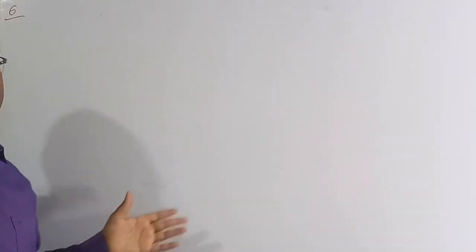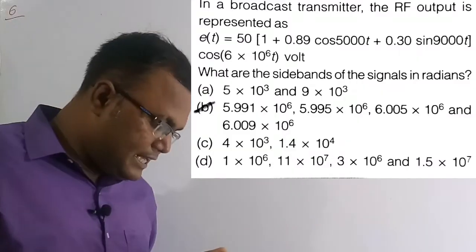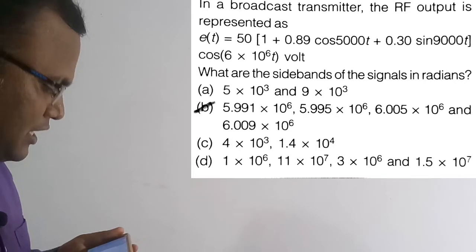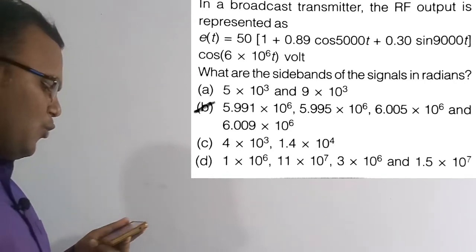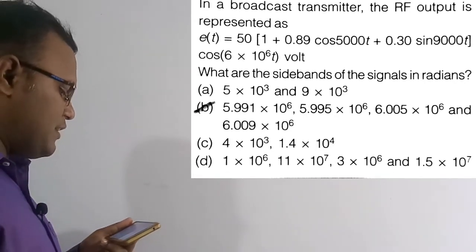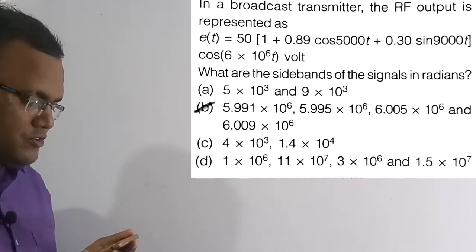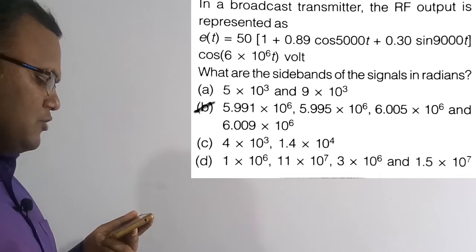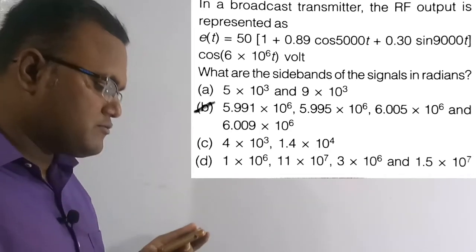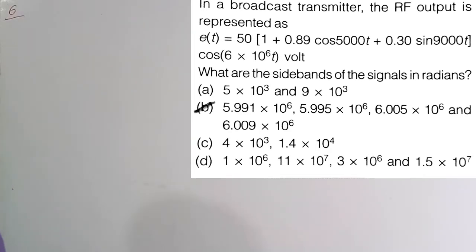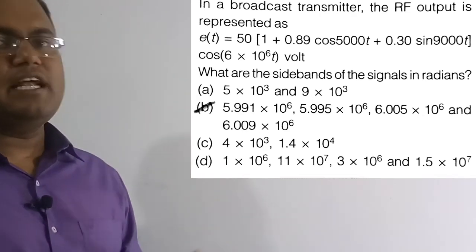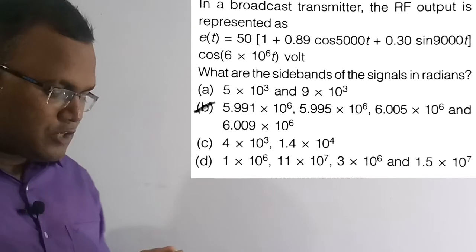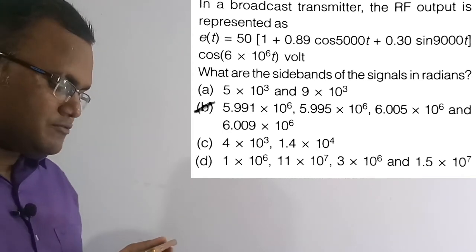So now we are going to solve the sixth question. See the question here. In a broadcast transmitter, the RF output is represented as E(t) = 50(1 + 0.89 cos 5000t + 0.30 sin 9000t) cos(16 to the power of 6 t) volt. What are the sideband signal frequencies, omega, in radians per second? We need to figure that out. Out of the four options, option B is the correct solution of this question.